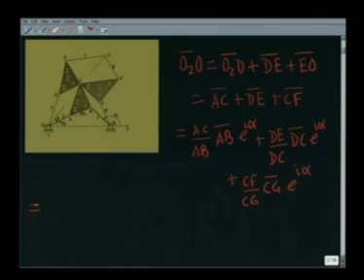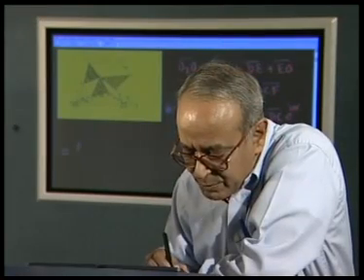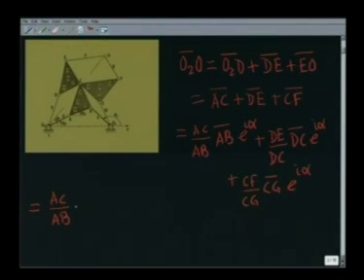Now, as we see, because these three triangles are similar triangles, AC by AB is same as DE by DC, it is also same as CF by CG. So, all these three ratios are same. I can take any one of them, say AC by AB. That I can take common from all these three expressions. Same is true for e to the power i alpha. So, that also I take common. That leaves me with vector AB from the first term, then vector DC, which is same as the vector O2A, because DC is same length as O2A and they always remain parallel. So, here I write, instead of DC, the same vector O2A.